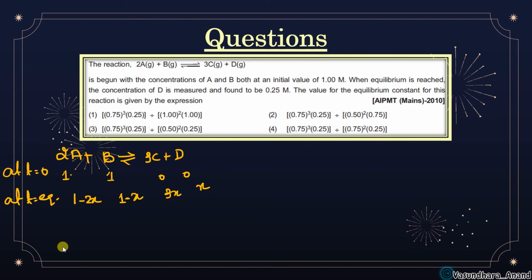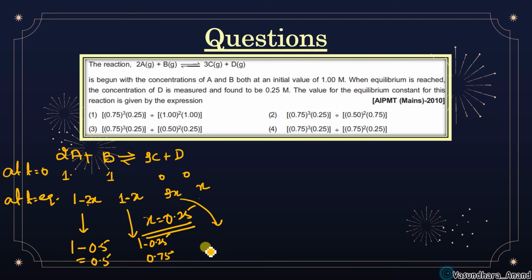Now the question is that when equilibrium is reached, the concentration of D is measured and found to be 0.25. यानी कि X is equal to 0.25 given है. So equilibrium constant के लिए वैल्यू निकालो, तो फटाफट निकालिए. For A it will be 1 minus 2 into 0.25, यानी कि 1 minus 0.5. So we got 0.5 for A. Similarly for B, 1 minus 0.25, that means it is going to be 0.75, isn't it? For C it is 0.25 into 3, that means it is going to be 0.75, and here D it is 0.25. Clear?